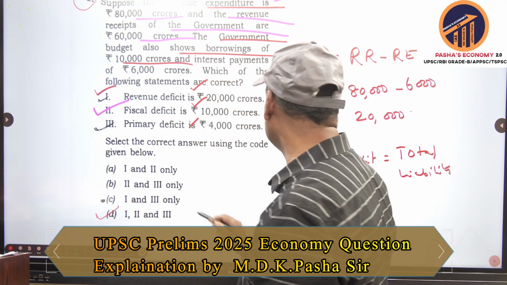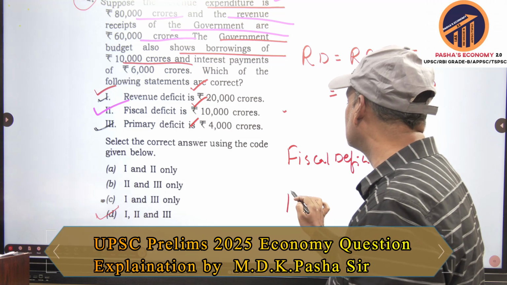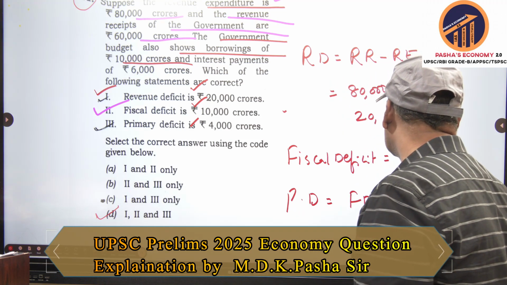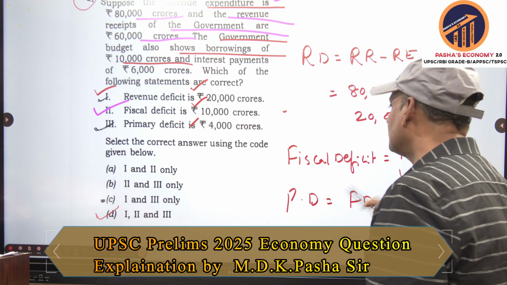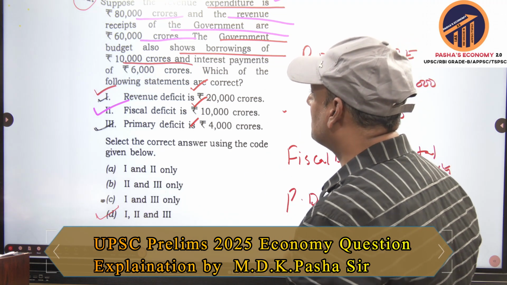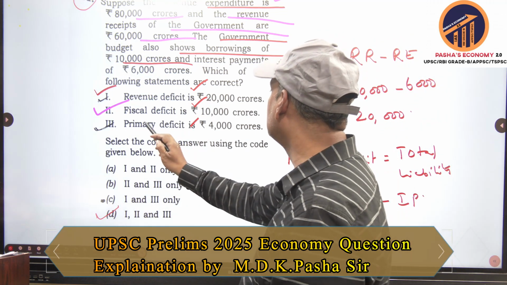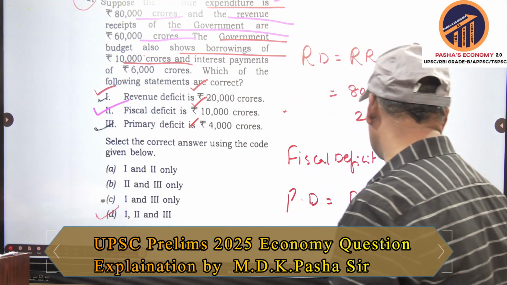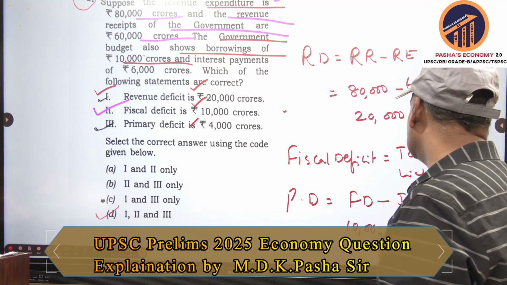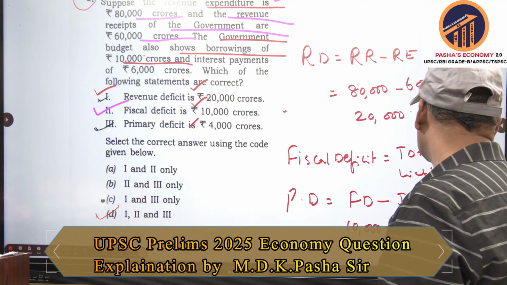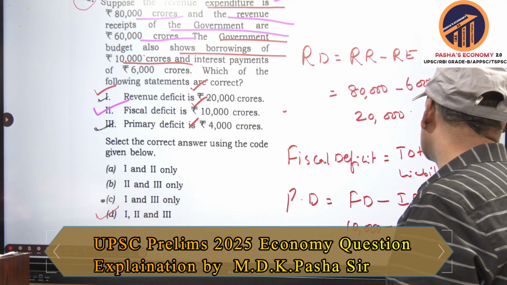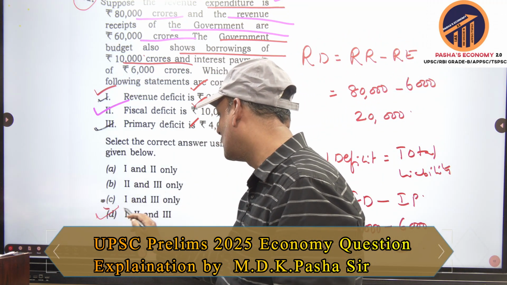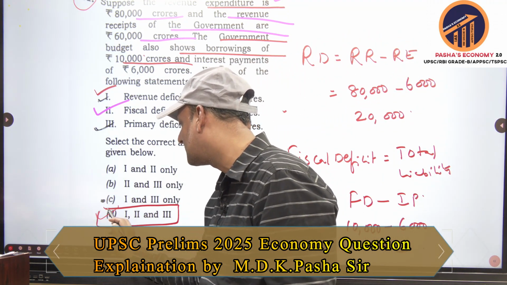Statement 3 is the primary deficit. What is the primary deficit? Primary deficit is nothing but fiscal deficit minus interest payment. Clearly, the fiscal deficit is 10,000, so I am writing here 10,000, and the interest payment is 6,000. Then 4,000 is your primary deficit. So 1, 2 and 3, all three statements are right.